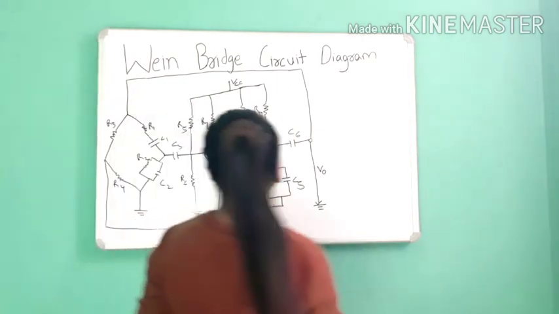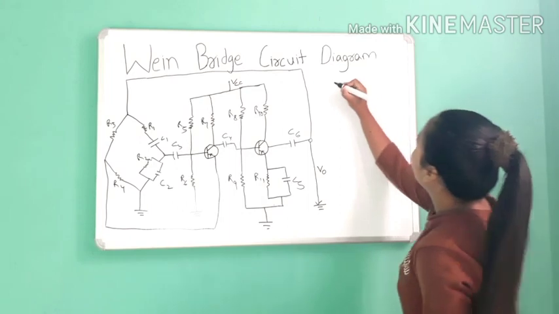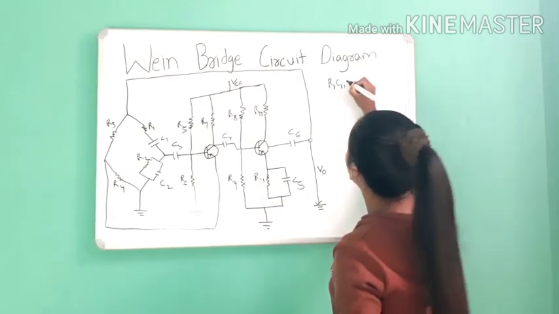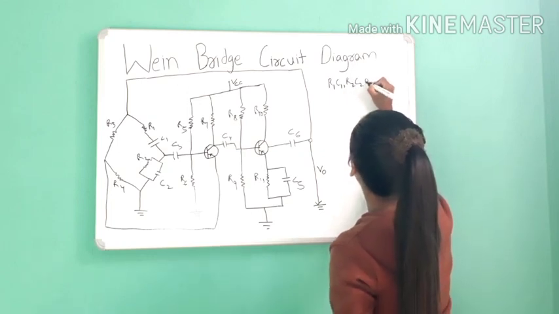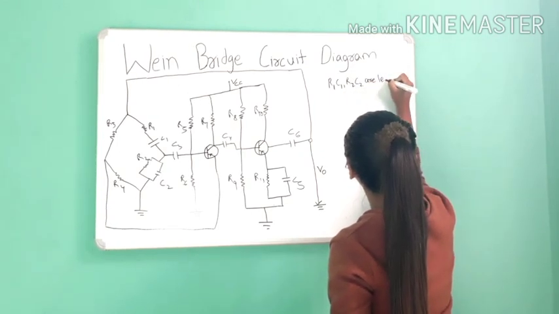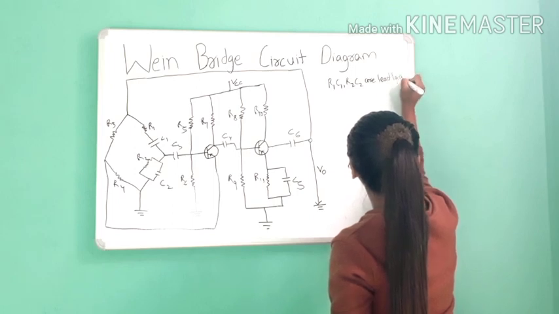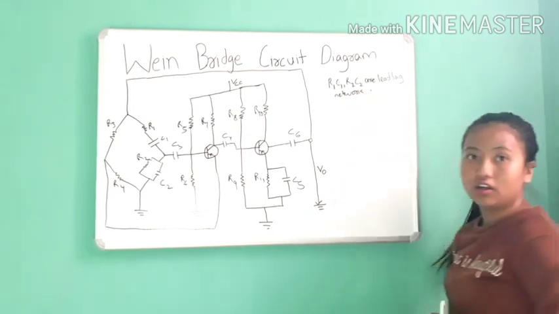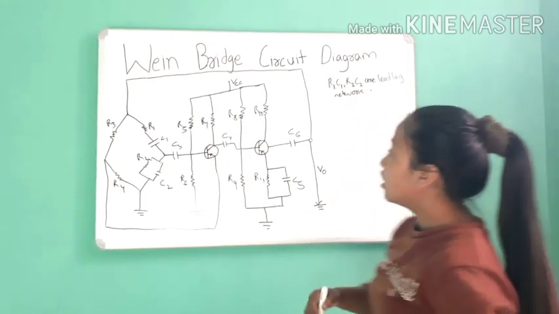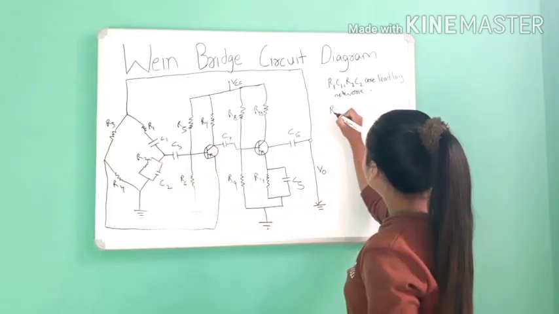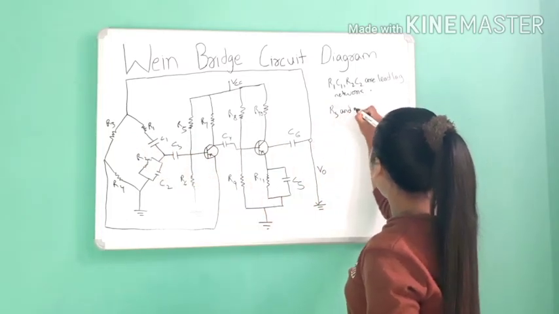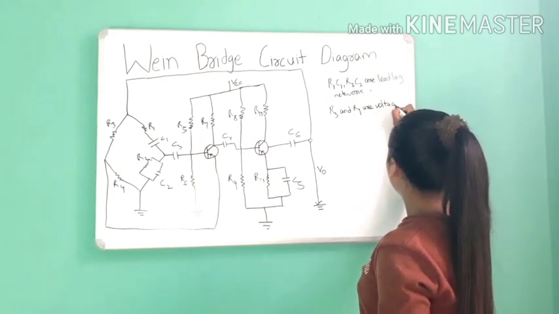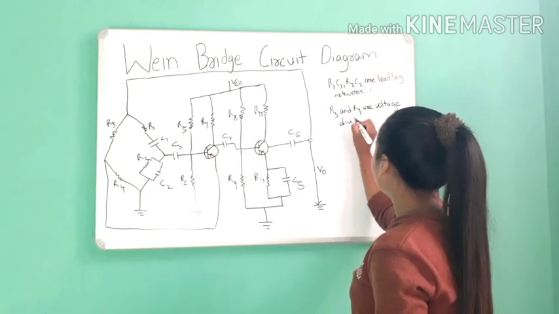And R1, C1, R2, C2 are the lead lag network, and R3 and R4 are voltage dividers.